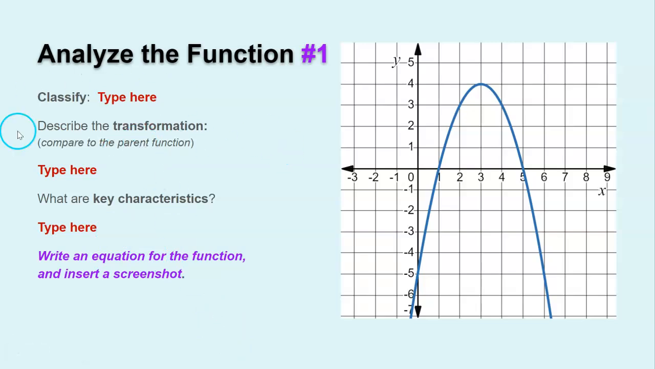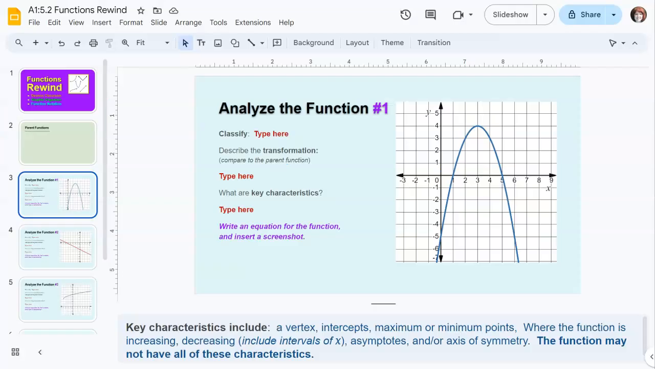So let's look at the speaker notes. The speaker notes on the slide are listing out some key characteristics that they might include. Not all of the functions have all of these characteristics, so part of the task is figuring out which of these apply to this particular function. Key characteristics would include things like a vertex, any of the intercepts of the graph, the x or y intercepts, maximum or minimum points, where this function is increasing or decreasing, are there any asymptotes, is there an axis of symmetry. So they're just describing those characteristics. And then I do say here the function may not have all of these.